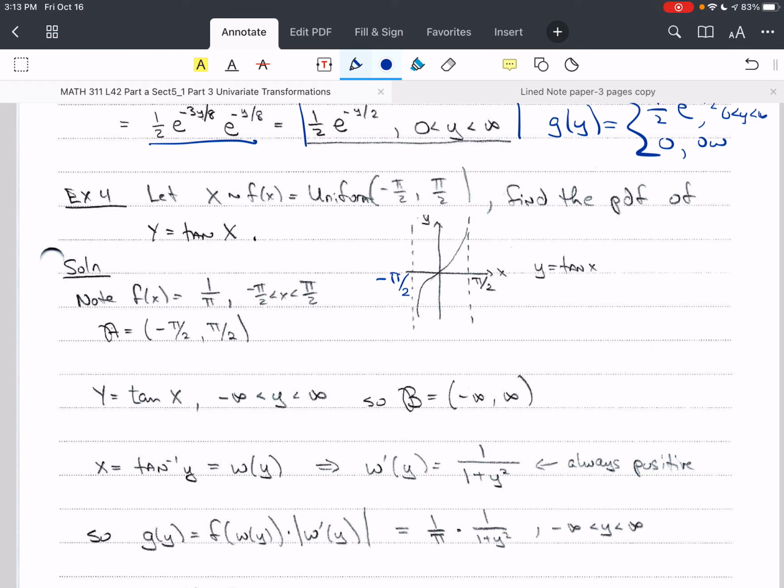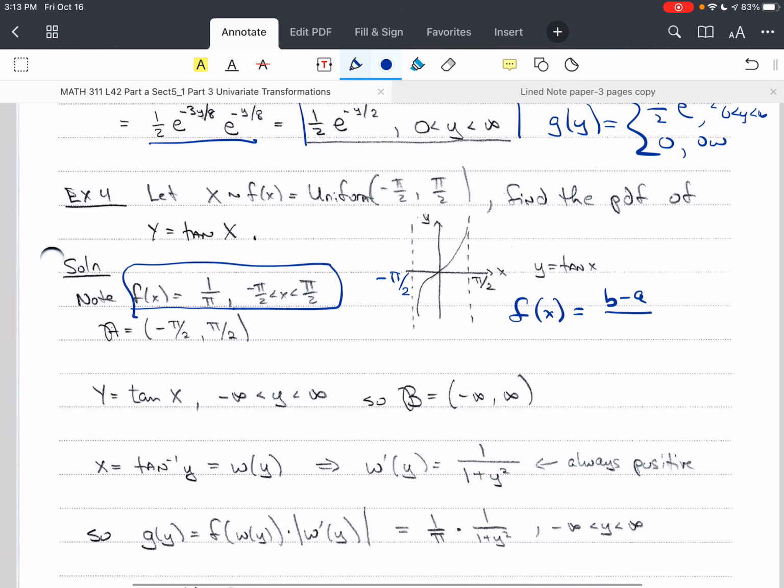And so we have our vertical asymptotes at pi over 2 and negative pi over 2. And we see that as x approaches pi over 2, y goes to positive infinity. If x approaches negative pi over 2, y goes to negative infinity. Okay? And so we have f of x is equal to 1 over pi. For the uniform, remember that f of x is equal to 1 over b minus a, sorry.